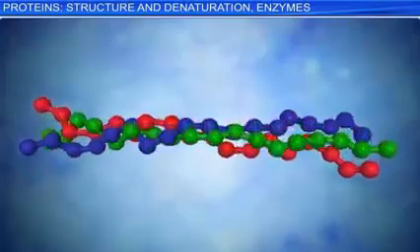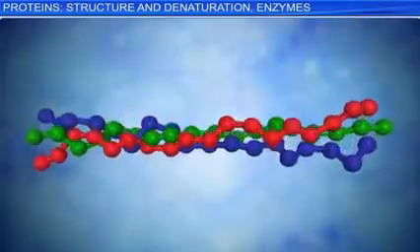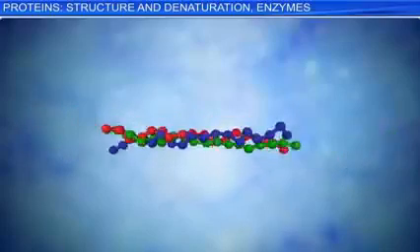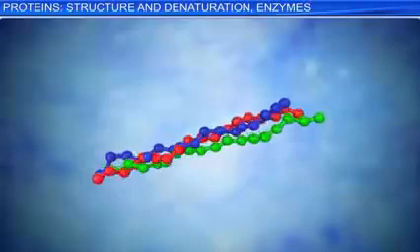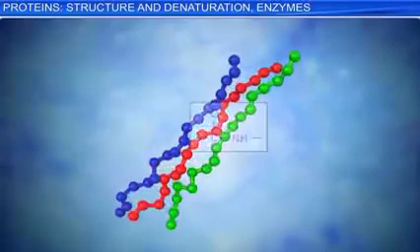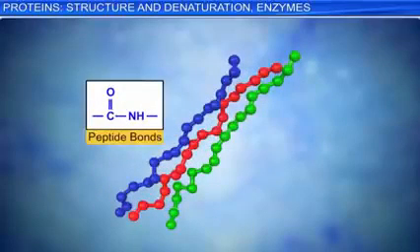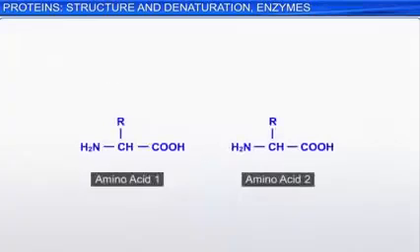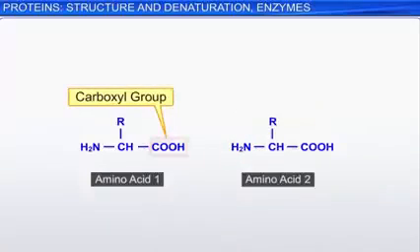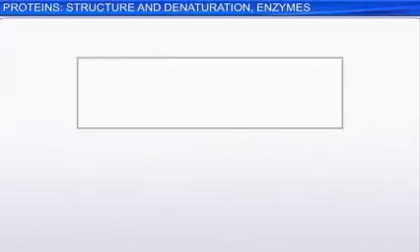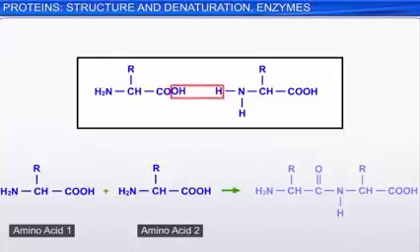Proteins are a class of biologically important compounds. They are condensation polymers of about 20 different alpha amino acids, which are linked by peptide bonds. A peptide bond is formed when the amino group of one amino acid molecule interacts with the carboxyl group of another amino acid molecule. This reaction involves the elimination of a water molecule.